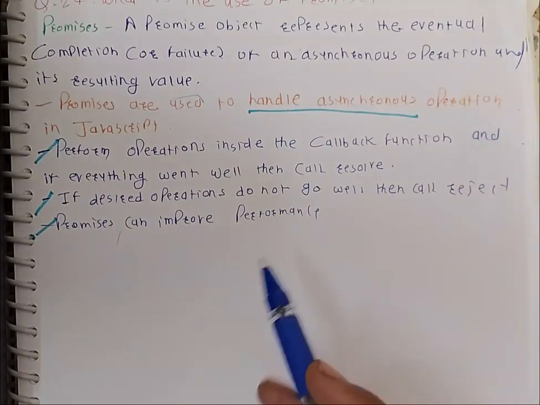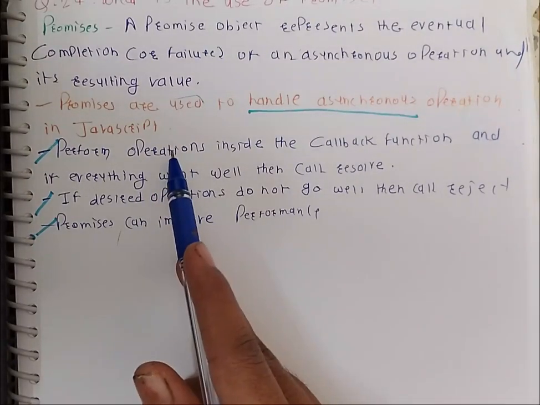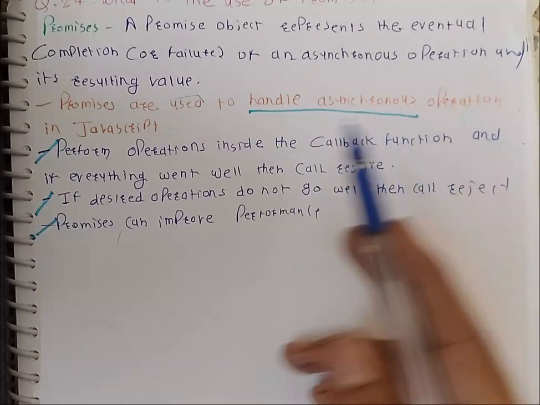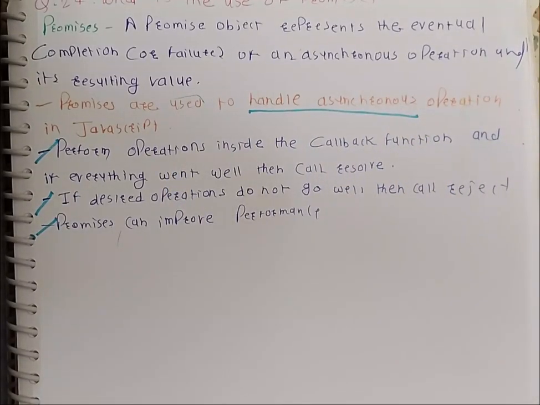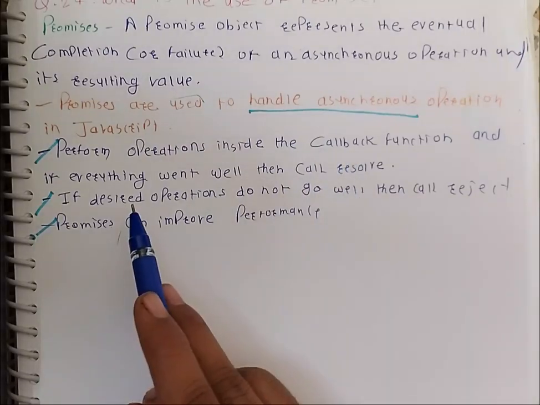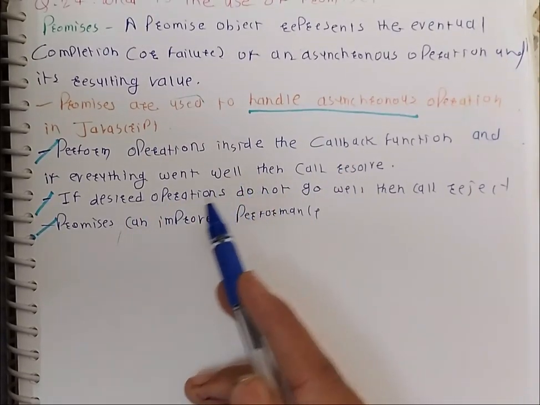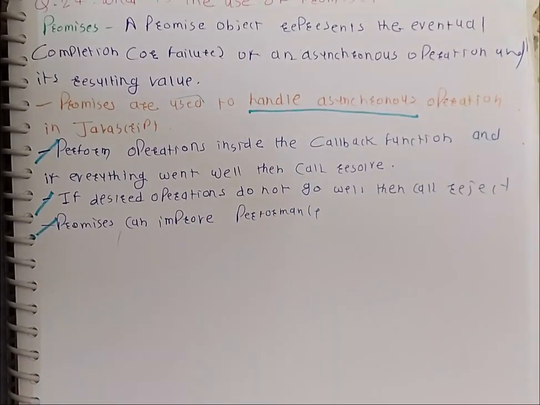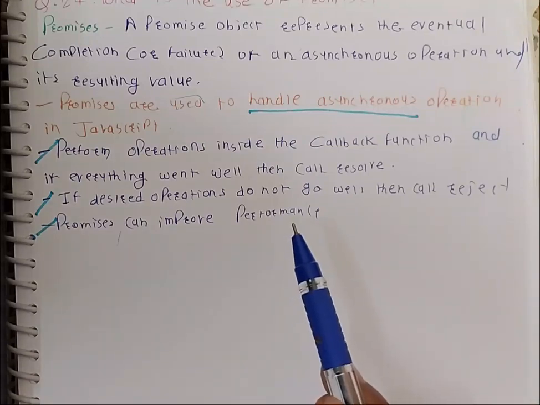So why do we use promises? Promises are used to handle asynchronous operations in JavaScript. The main use of promises is handling asynchronous operations. It performs the operation inside the callback function, and if everything went well, then call resolve. It takes two parameters, resolve and reject.